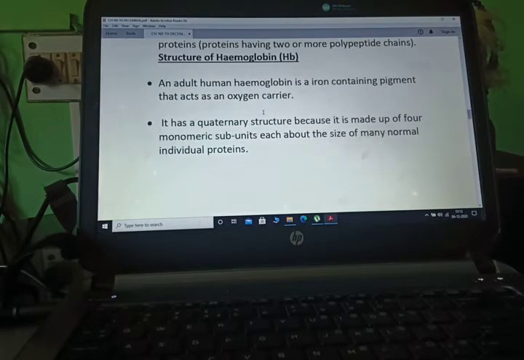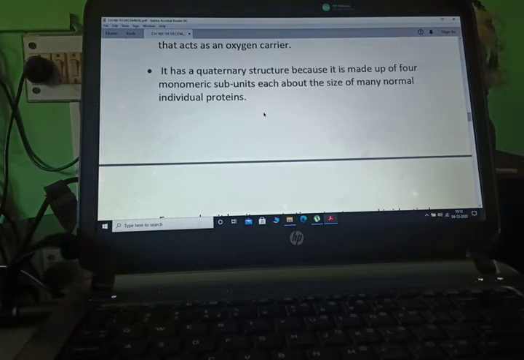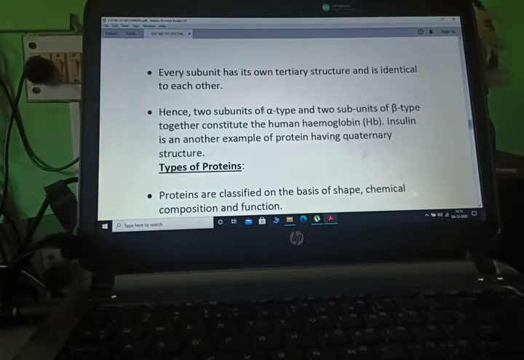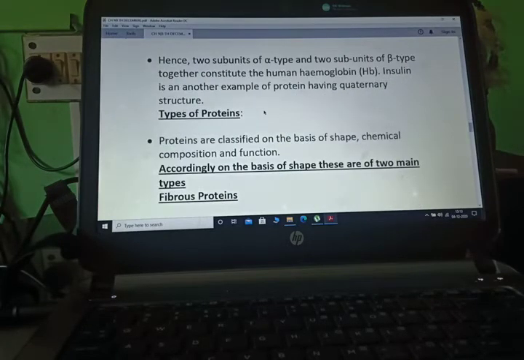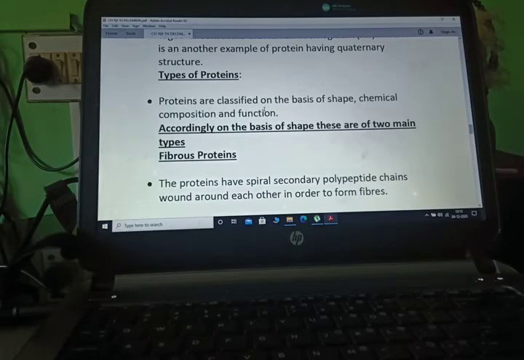Now, structure of hemoglobin. Adult human hemoglobin is an iron containing pigment that acts as an oxygen carrier. It has a quaternary structure because it is made up of 4 monomeric subunits, each about the size of a normal individual protein. Each subunit has its own tertiary structure. Hence, 2 subunits of alpha type and 2 subunits of beta type together constitute the human hemoglobin. Insulin is another example of a protein having quaternary structure.